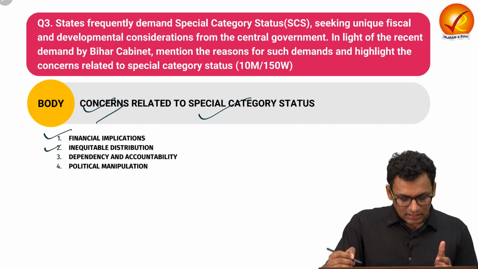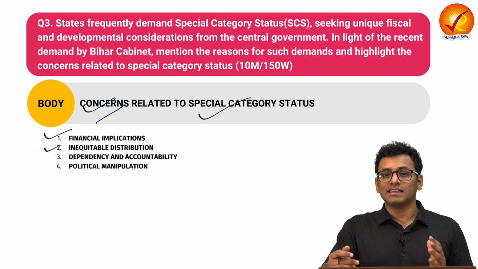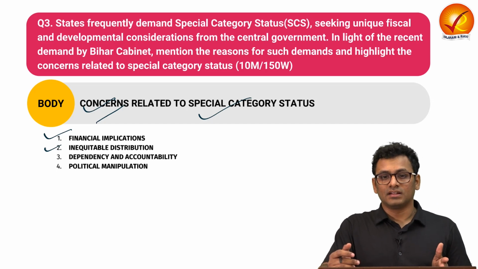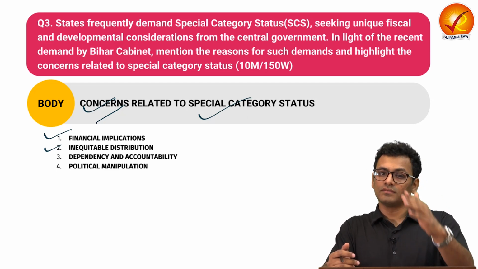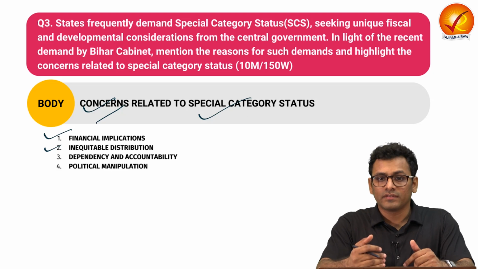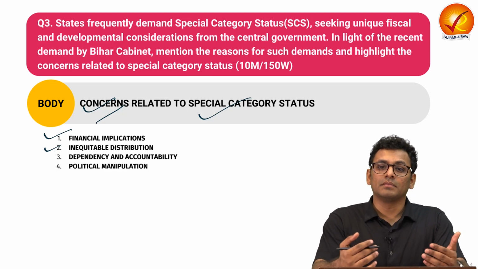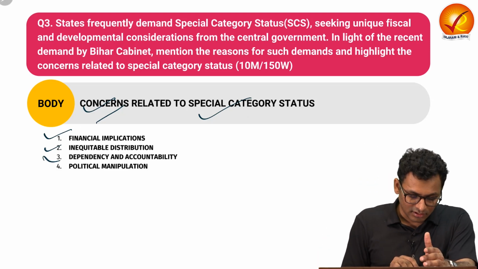The next is inequitable distribution. Now, as we have seen, special category status is part of asymmetric federalism, and when we talk about asymmetric federalism, we are talking about asymmetry in distribution of resources, and that kind of asymmetry can instigate a lot of conflict with other states, where they can perceive this kind of distribution as inequitable distribution. So that is the second part.